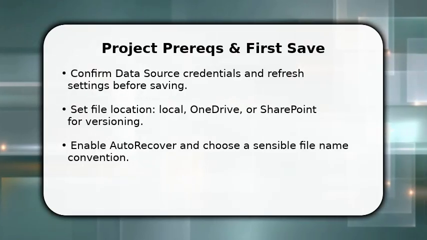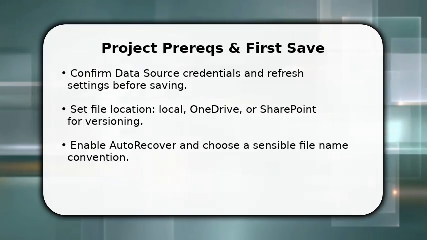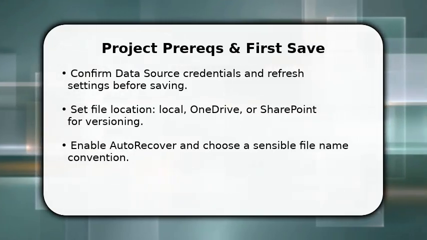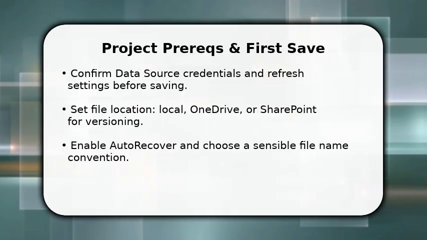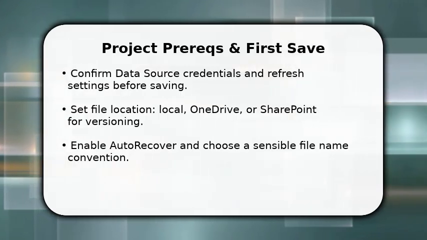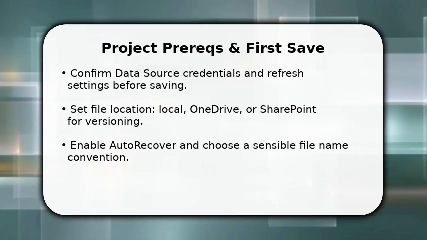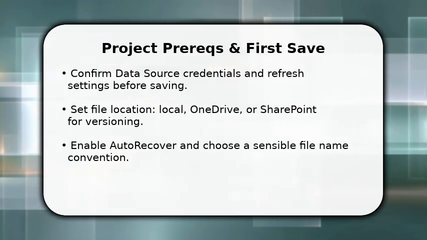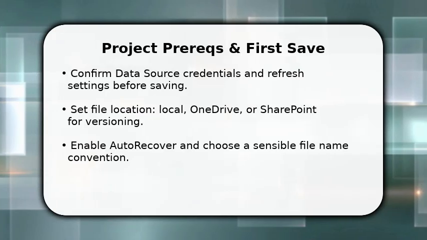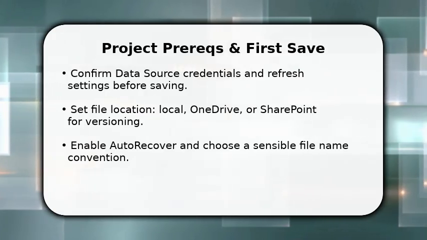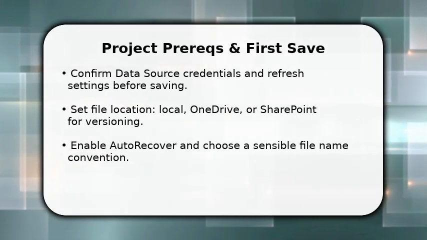You start by validating prerequisites. Check data source credentials and refresh settings so your saved file won't break later. Once confirmed, choose your storage, local, OneDrive, or SharePoint, to enable version history and collaboration. Make sure Auto Recover is enabled and pick a clear file name convention that includes date or version.